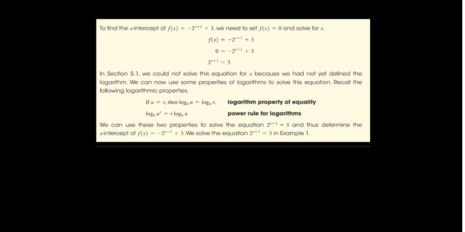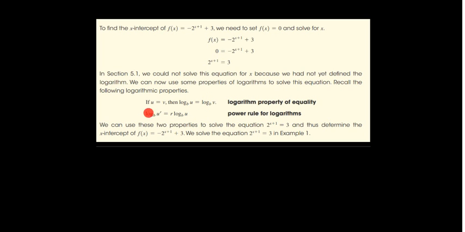Instead, we're going to have to recall what we've done before. The logarithm property of equality. This is where, if we have the same log base, so log base b of u is equal to log base b of v, we equate u and v together. And also we're going to have to recall the power rule.